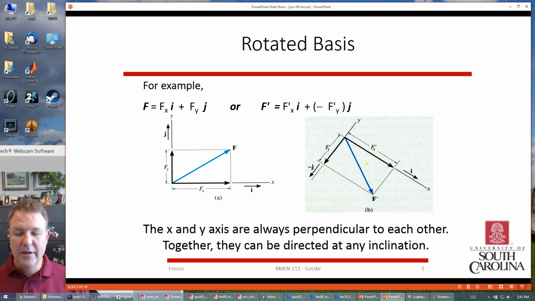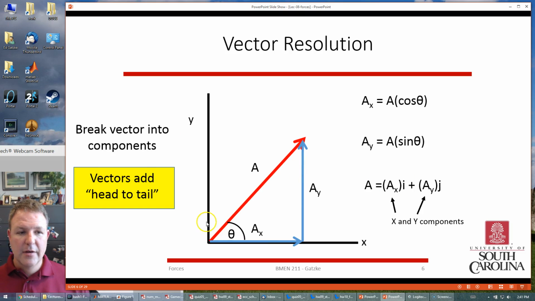Now, as I said, we have to learn to add vectors head to tail. In this case, if we know A and we know theta, we have to determine Ax and Ay. So the cosine of theta times A will give you the Ax value when theta is defined this way, and the sine of theta times A will give you the Ay value when theta is defined in this manner.